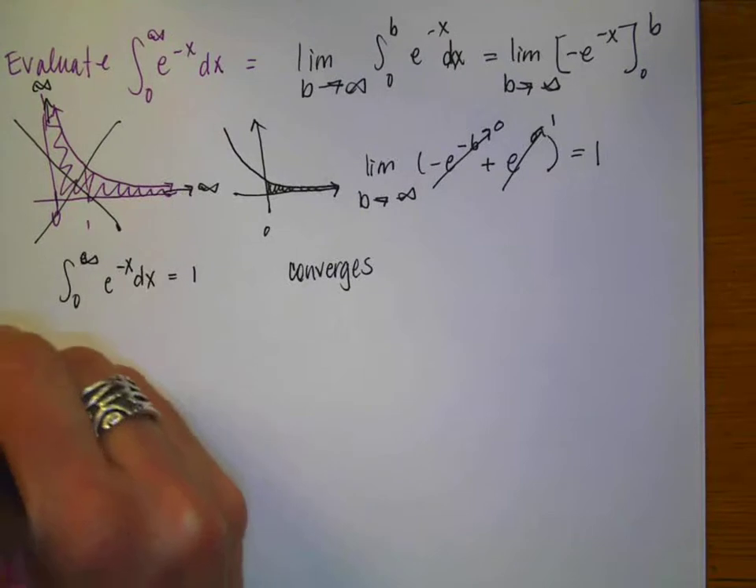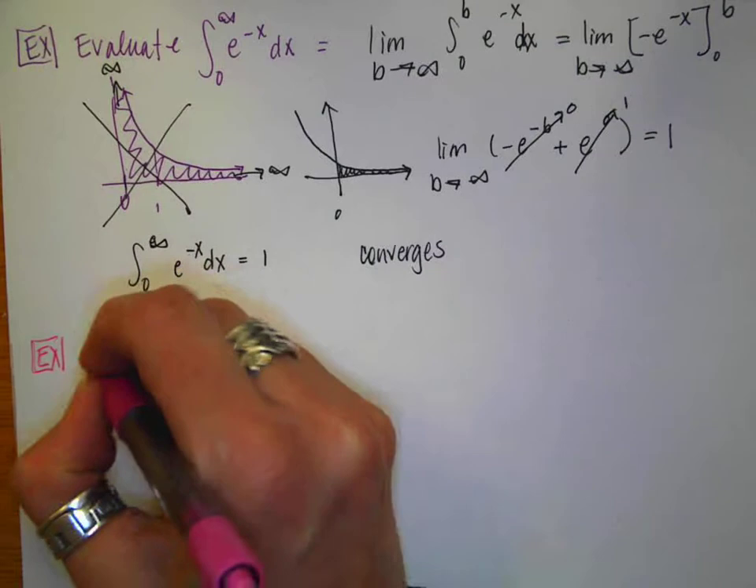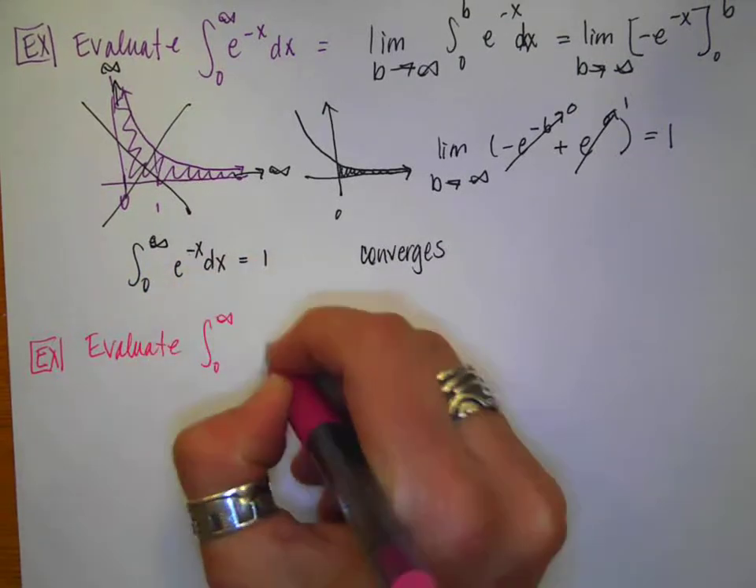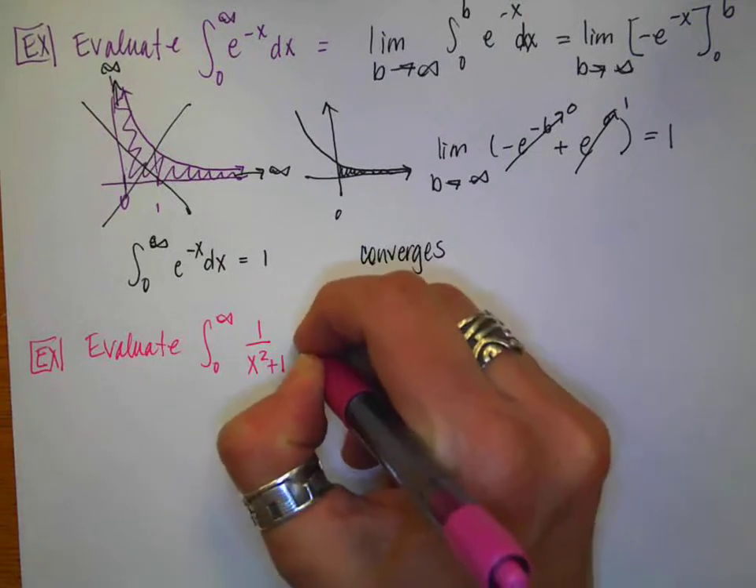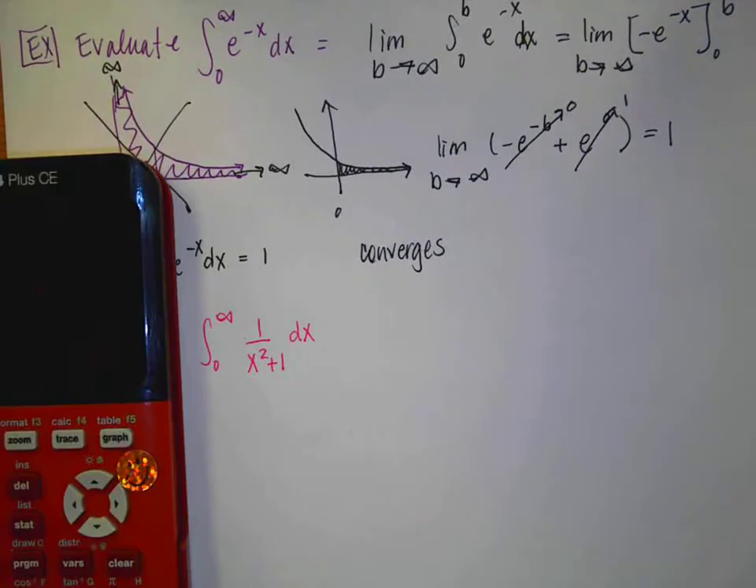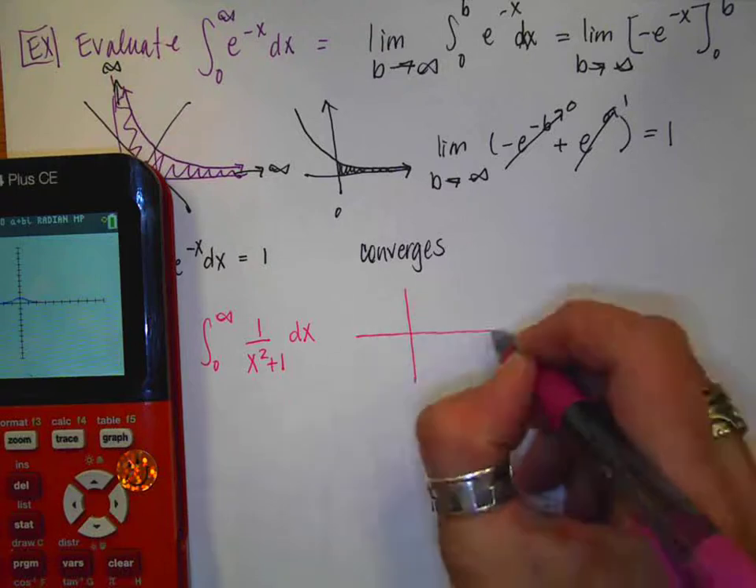I didn't draw a graph of this one because it seems like I could manage it without. So this time I'm going to evaluate the integral from 0 to infinity of 1 over x squared plus 1, and then I need my dx in there. And I am going to go ahead and put that in my handy-dandy grapher just so we can see it. So I'm going to enter 1 divided by x squared plus 1.